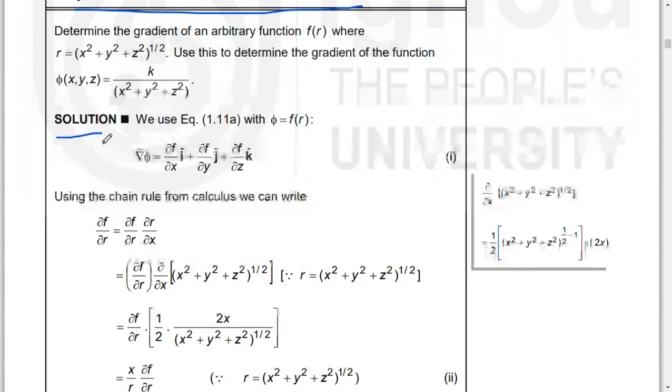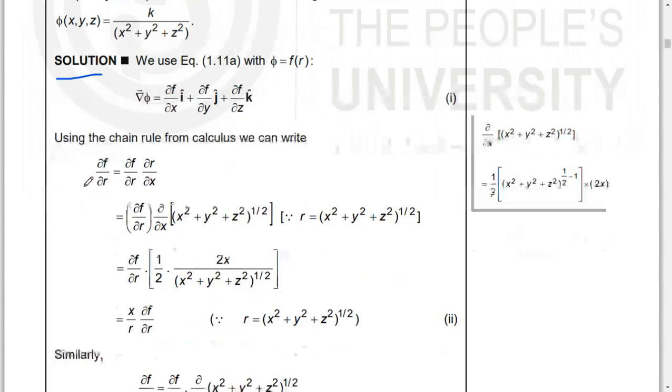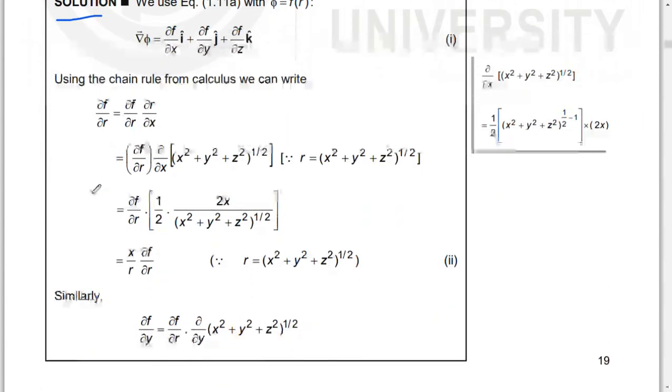Del phi equals df by dx i cap plus df by dy j cap plus df by dz k cap. Using the chain rule from calculus, we can write df by dx equals df by dr into dr by dx, which is df by dr of d by dx of (x square plus y square plus z square) whole to the power half, that is, r equals (x square plus y square plus z square) whole to the power half.